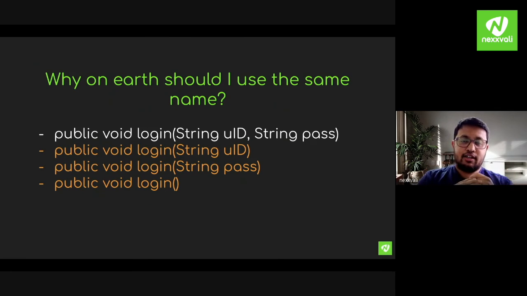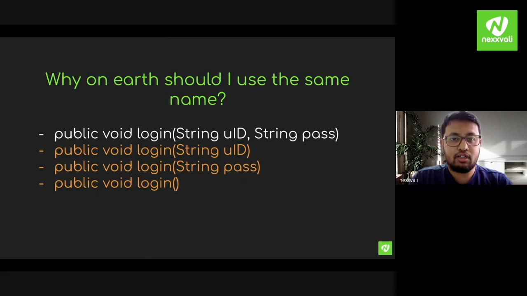So this is another question. Why on earth should I use the same name, right? Because for the name I can put anything. Why should I keep using this one name for other methods and just change the parameters? Why do I have to go through this hassle, right? I can give you one example.